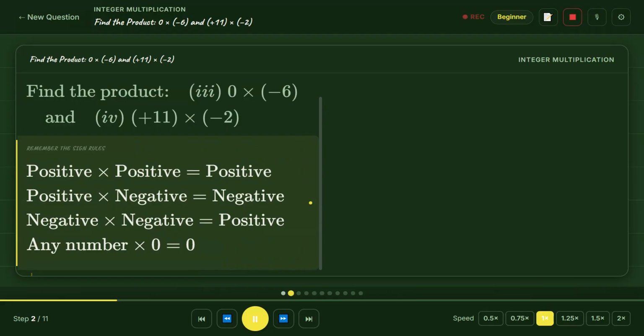Before we start, let's remember some easy rules. When we times a positive number by a negative number, the answer is always negative. And here is a super special rule: any number times 0 is always 0.